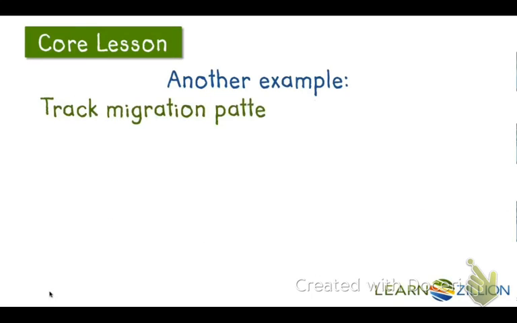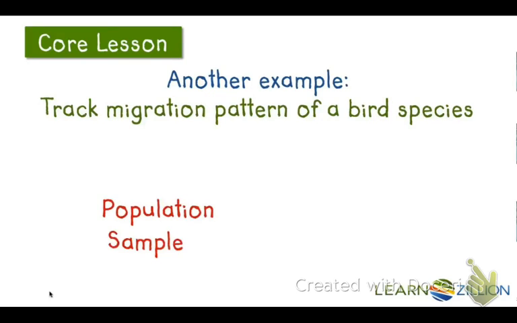You are asked to track migration patterns of a bird species. It's important to note that a population is not always people, and we don't always ask them a question. Sometimes we gather data in different ways. In this case, we'll identify the population and the sample. The population is an entire bird species.